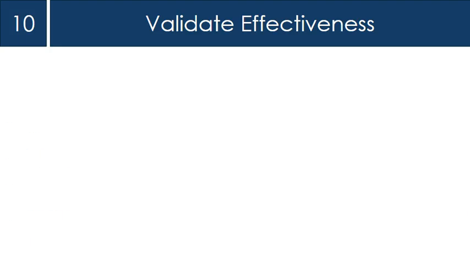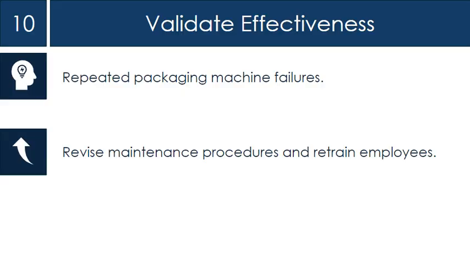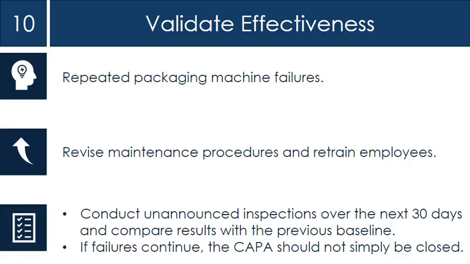Here is an example. The problem is repeated packaging machine failures. The action is to revise maintenance procedures and retrain employees. To measure effectiveness, conduct unannounced inspections over the next 30 days and compare results with the previous baseline. If failures continue, the corrective and preventive action plan should not simply be closed.